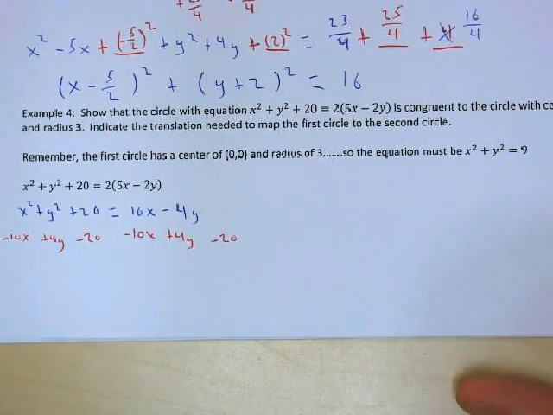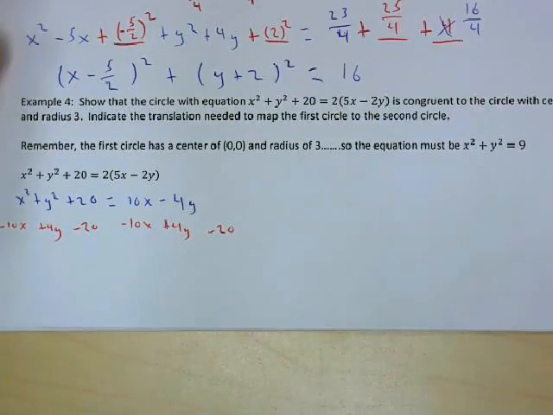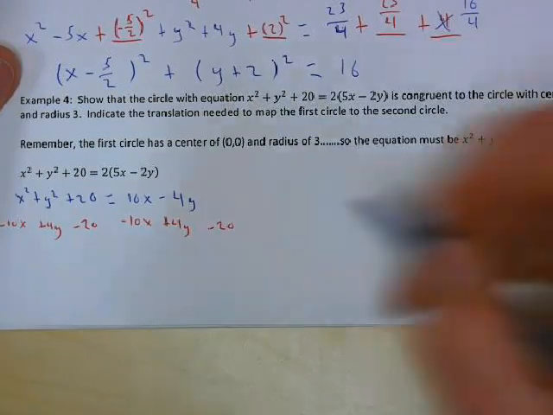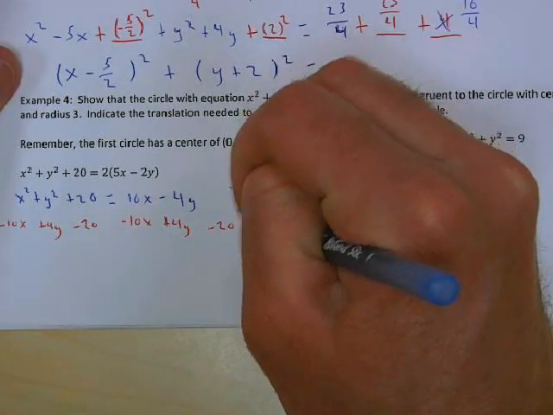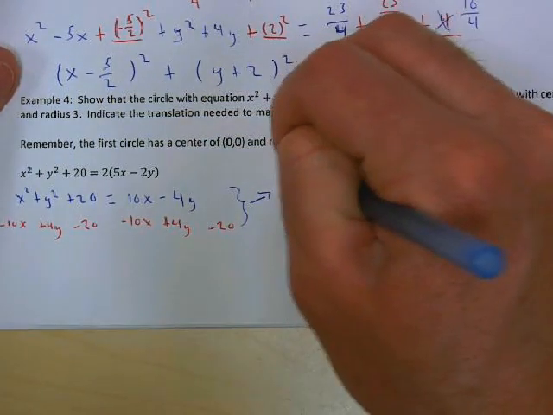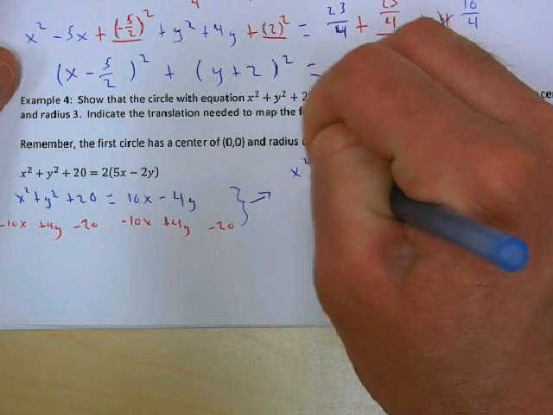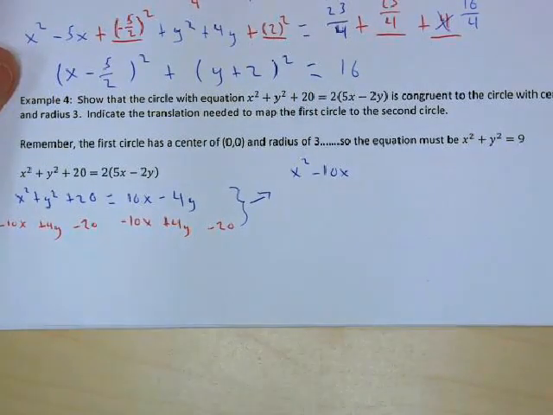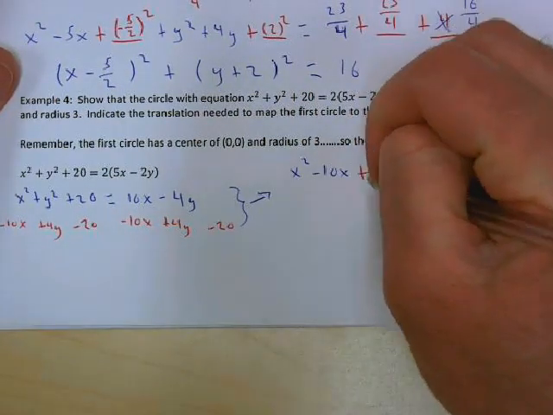Okay? And then when we do that, let's see. I think I can manage my space here. I think we'll take all this stuff and go right up here. Okay? When we do that, we get x squared minus 10x. And then remember, we're going to want to complete the square, so we're going to add something to that to make it a perfect square.